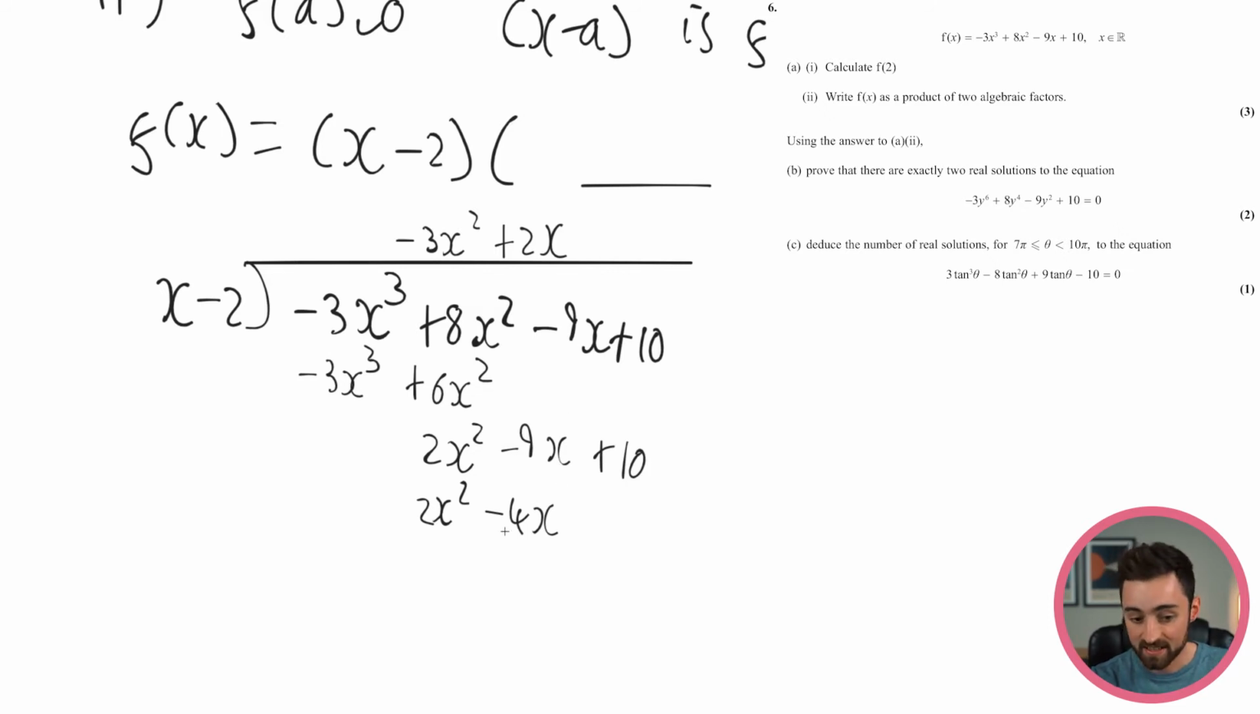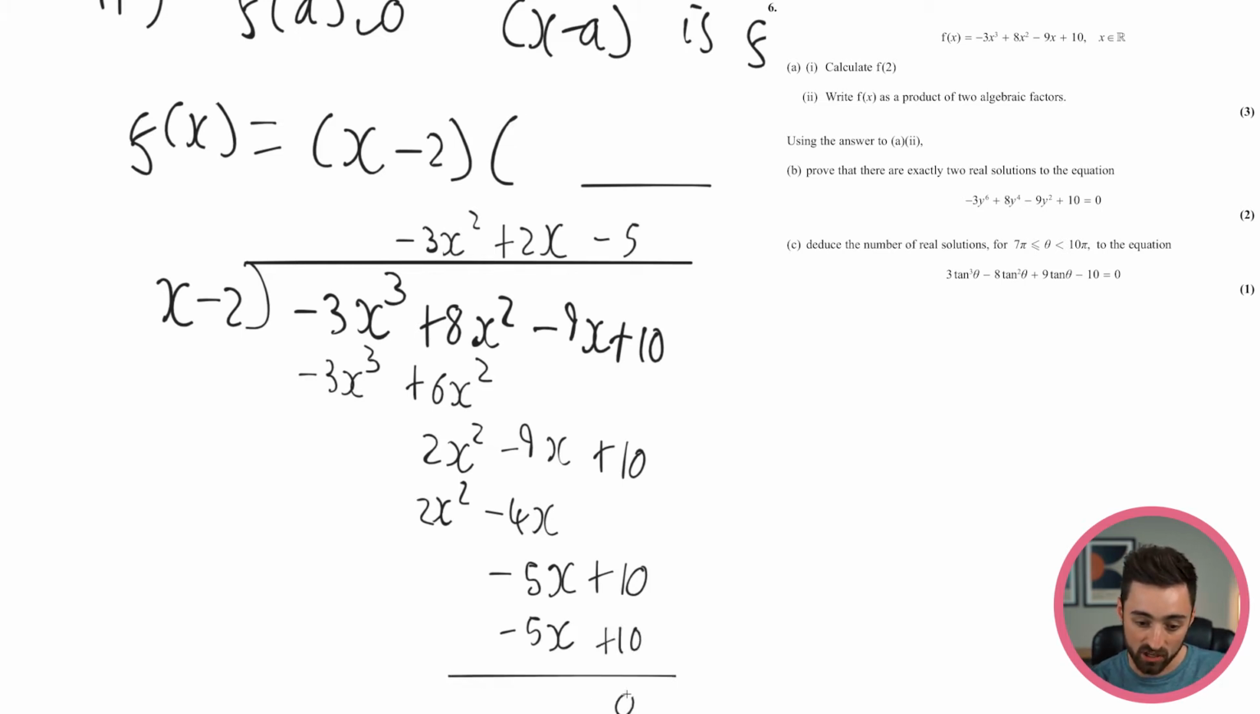Minus 9x minus 4x is going to be minus 5x, because I'm adding that. And then again, I've got this 10 here, haven't I? Again, how many times does x go into minus 5x? Well, it goes minus 5. And then take this minus 5 times the whole thing. So I'm going to get minus 5x and then plus 10. And if you look here, because these two cancel, I've got no remainder here.